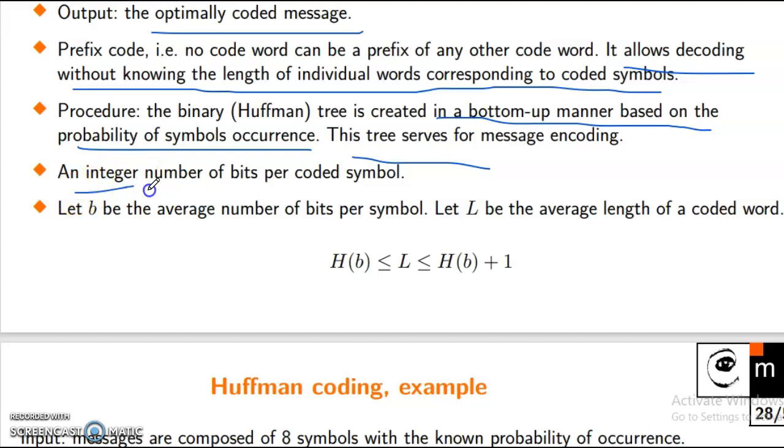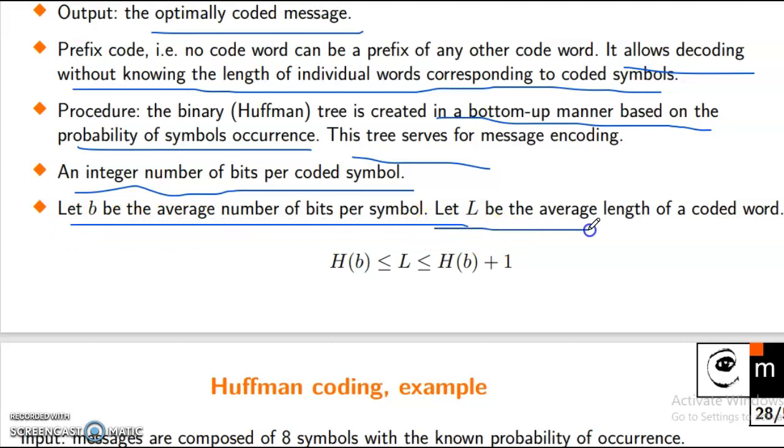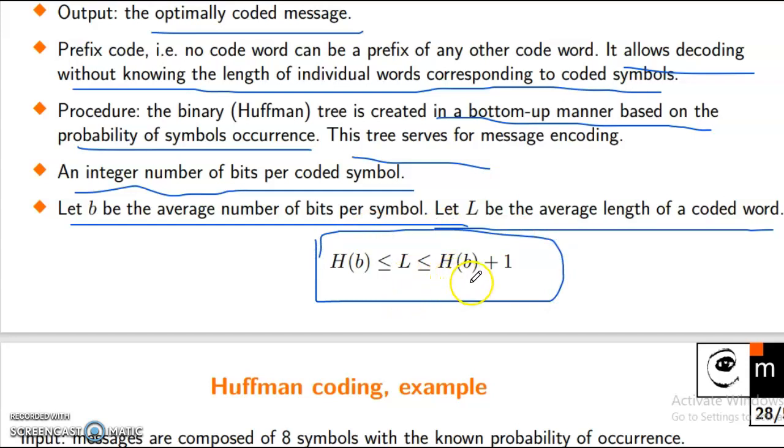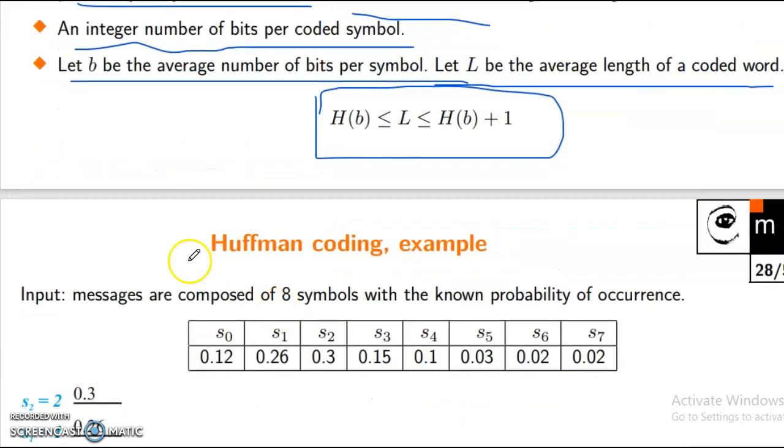An integer number of bits per coded symbol. Let B be the average number of bits per symbol. Let L be the average length of a coded word. H(P) is less than or equal to L, which is less than or equal to H(P) plus 1.